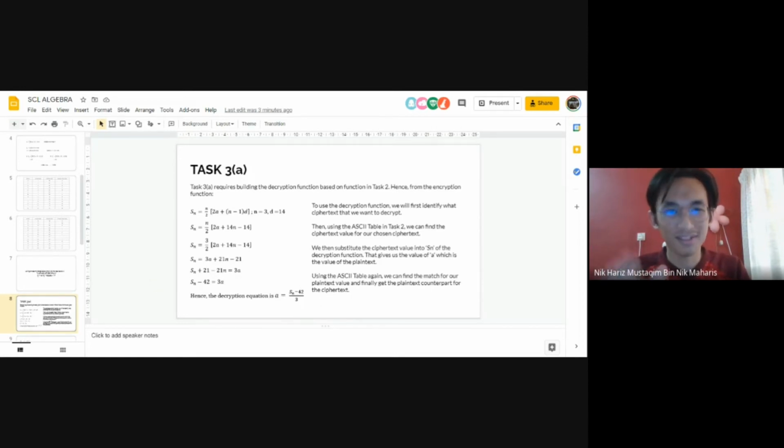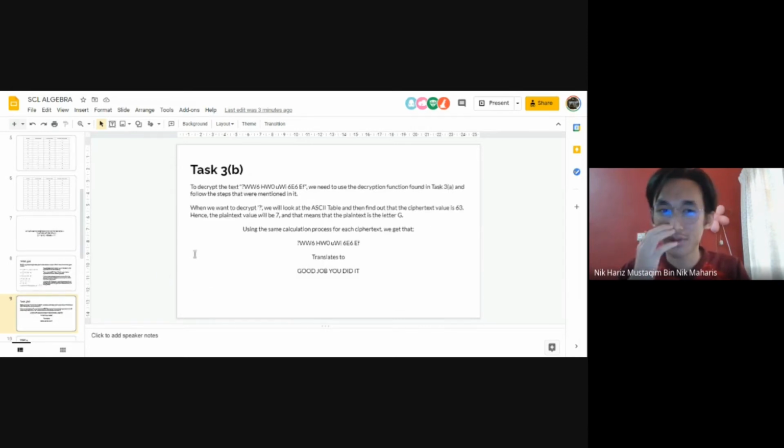Then we go to the next task, task 3b, which is to decrypt the text that is shown on the screen: question mark WW6 HW0 UWI6E6EF. In order to decrypt it, we need to use the decryption function found in task 3a just now and follow the steps that were mentioned.